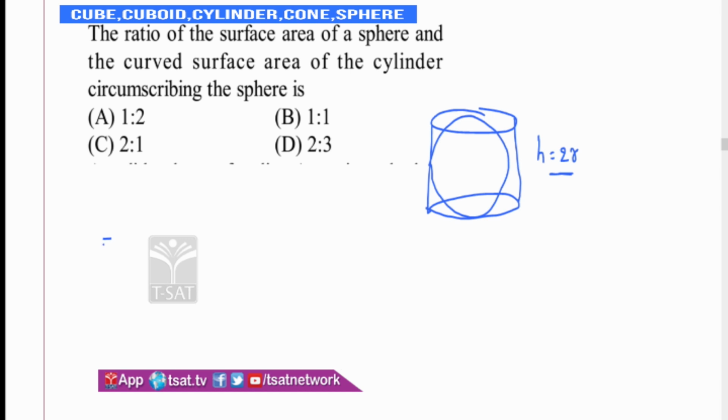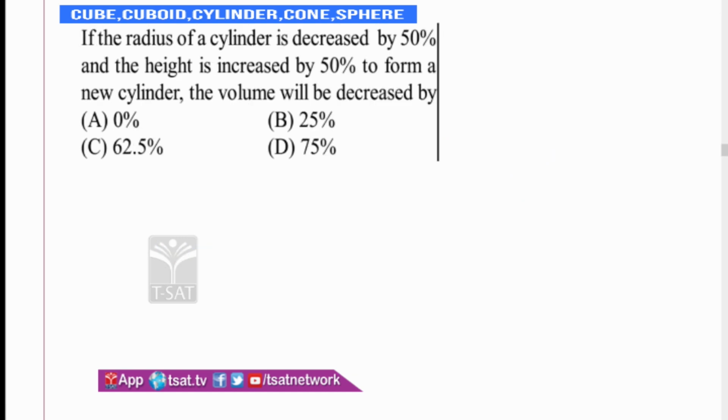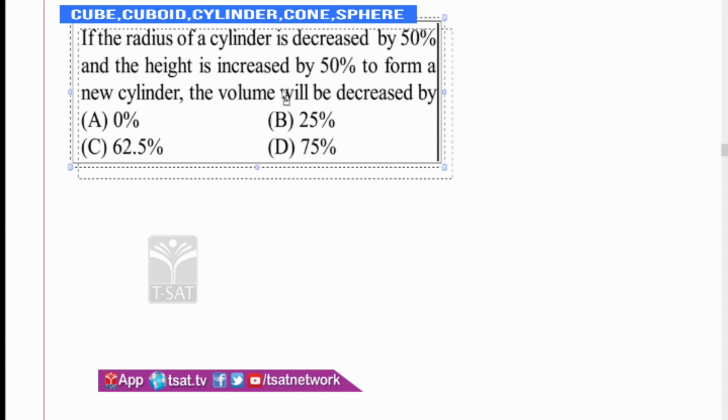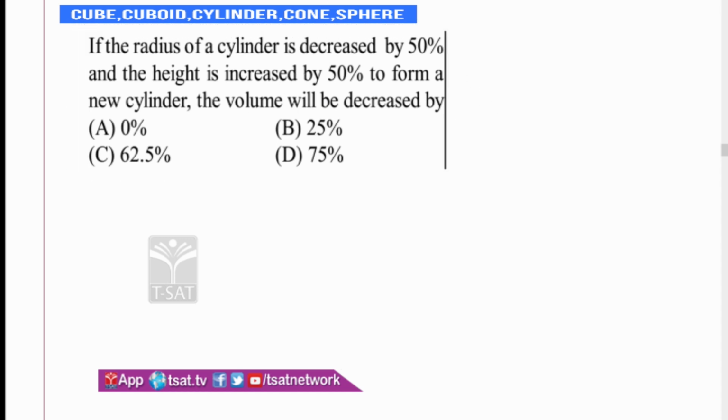The ratio of surface area of sphere, 4 pi r square, is to curved surface area of cylinder, 2 pi r h. H is nothing but 2r here. Here 4 pi r square. This one is also 4 pi r square. Both of them are same, therefore, the ratio is 1:1. Look at the next one.